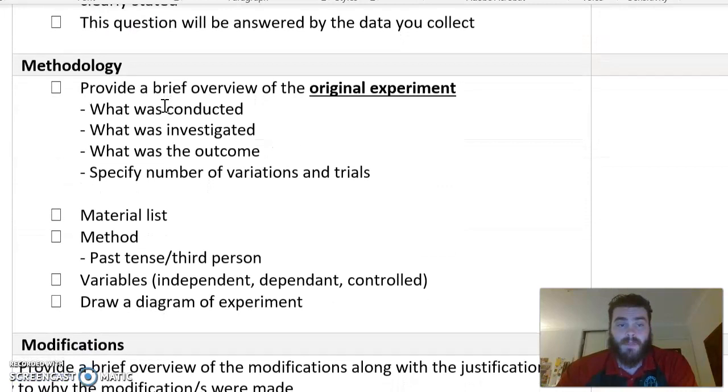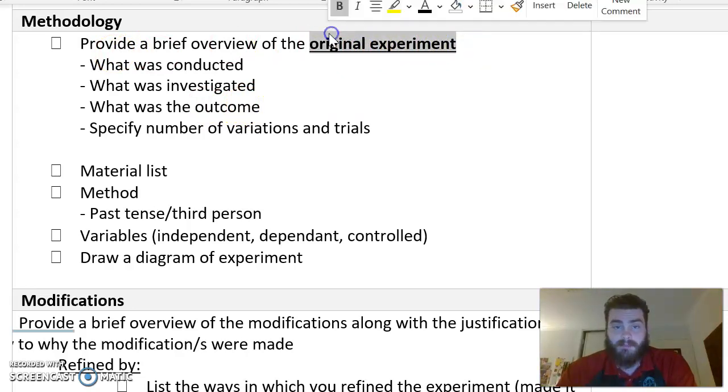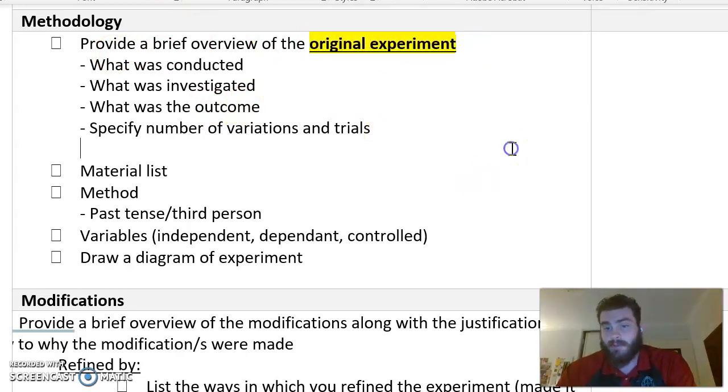Moving on, the methodology. Now, this is all based on, and I'm going to highlight this point here, the original experiment. So the first one that we did, okay? So the first thing that you're going to need is to provide a brief overview of the original experiment. So what was conducted, what was investigated, so what were we trying to find, all right, and what was the outcome. Also specify the number of variations and trials that was conducted in the original experiment.